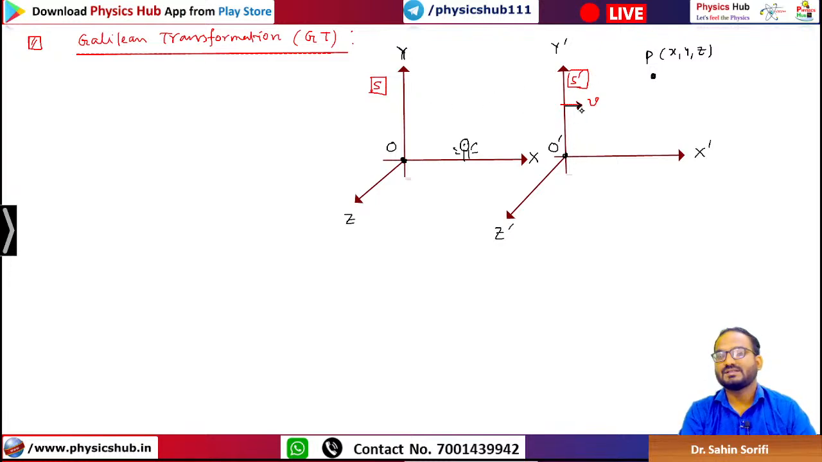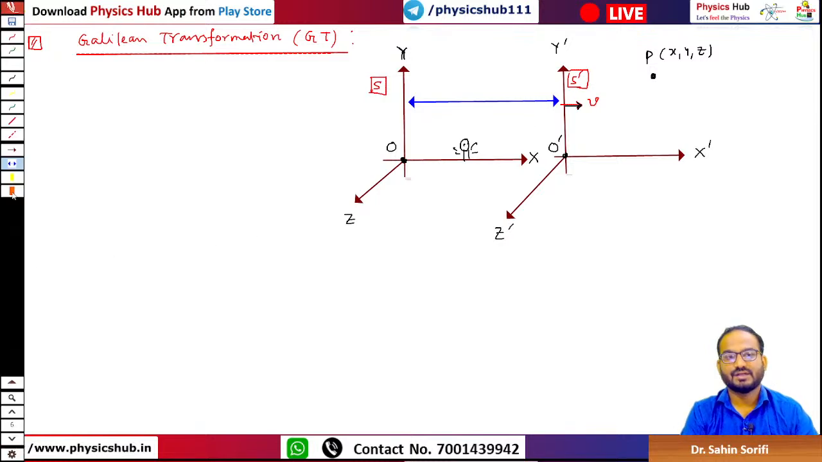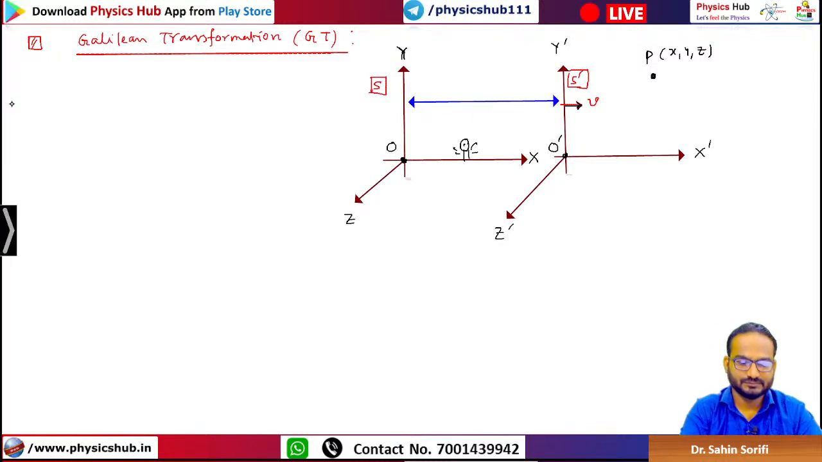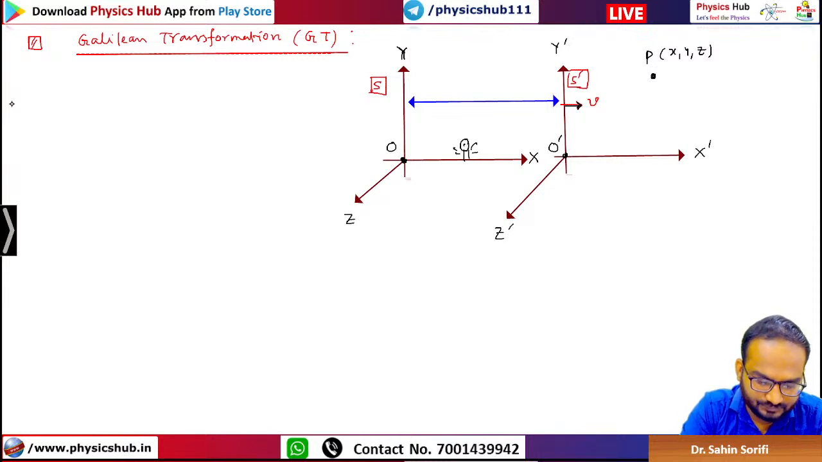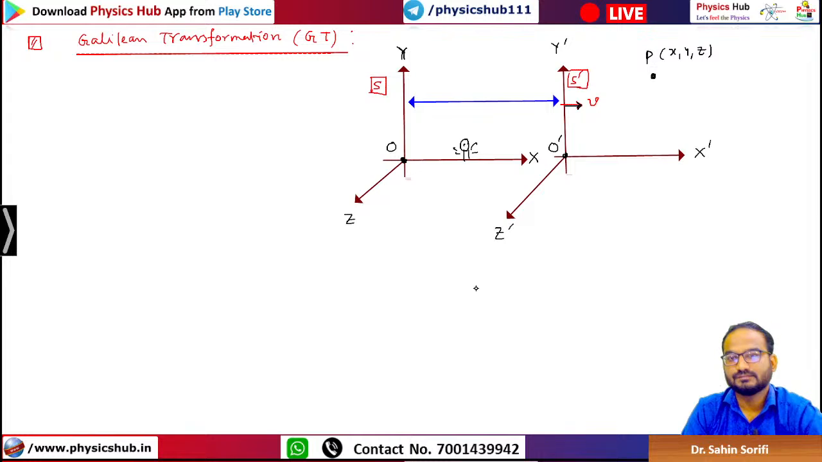So how much distance has it traveled in time t? Actually, this much distance it has traveled in time t. Can you tell me what is this value? If this S prime frame is moving with respect to S frame with a velocity of v, after time t, how much distance will it cover? It is vt, right?